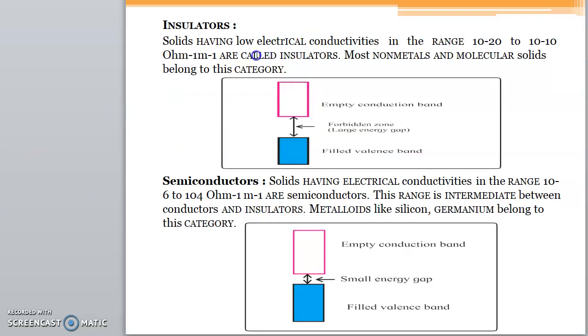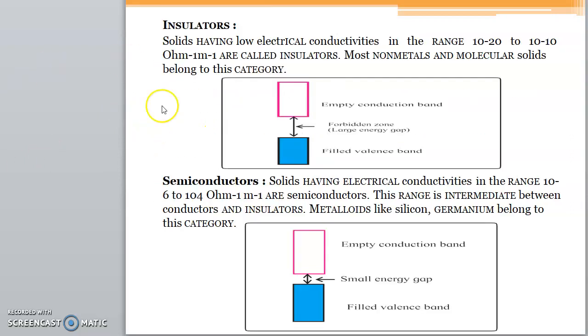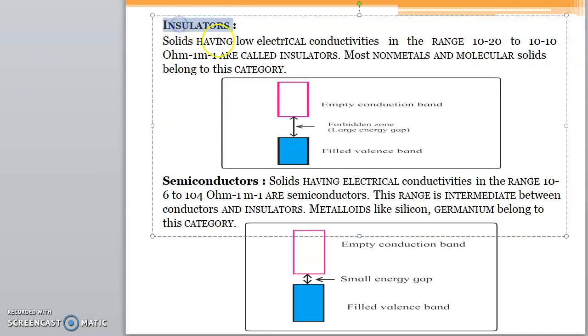Now let's take a look at those different types of material which fall under the category of conductors, insulators, and semiconductors. We've already looked at conductors. Let's take a look at insulators. Conductors are called good conductors, while insulators are actually bad conductors. The other name for bad conductors is insulators, or vice versa. Solids having low electrical conductivities in the range 10^-20 to 10^-10 per ohm per meter are called insulators.